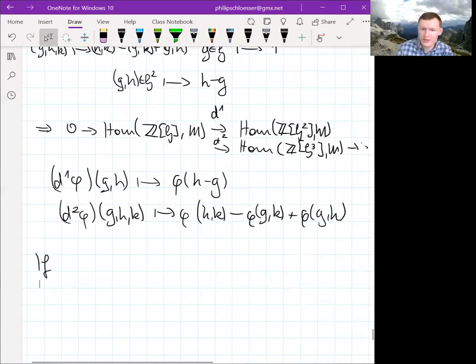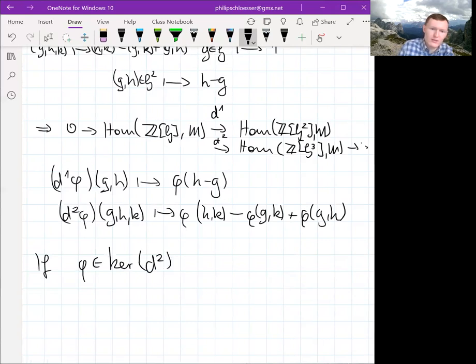So now we describe the kernel and the image. Phi lies in the kernel of d2. Then we have, well, it lies in the kernel of that thing. Did I write stuff wrong? Ah, no. Yeah, this means just that this expression is 0. So it means that phi(ab) is equal to phi(cb) minus phi(ca).